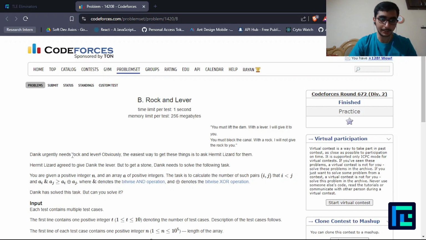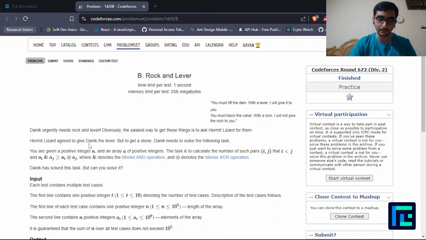Danik urgently needs rock and lever. Obviously, the easiest way to get these things is to ask Hermit Lizard for them. Hermit Lizard agreed to give Danik the lever, but to get a stone, Danik needs to solve the following task. You are given a positive integer n and an array A of positive integers. The task is to calculate the number of pairs i, j such that i is less than j and ai bitwise AND aj is greater than or equal to ai bitwise OR aj, where AND and OR represent the bitwise AND and bitwise OR respectively. Danik has solved this task, but can you solve it?